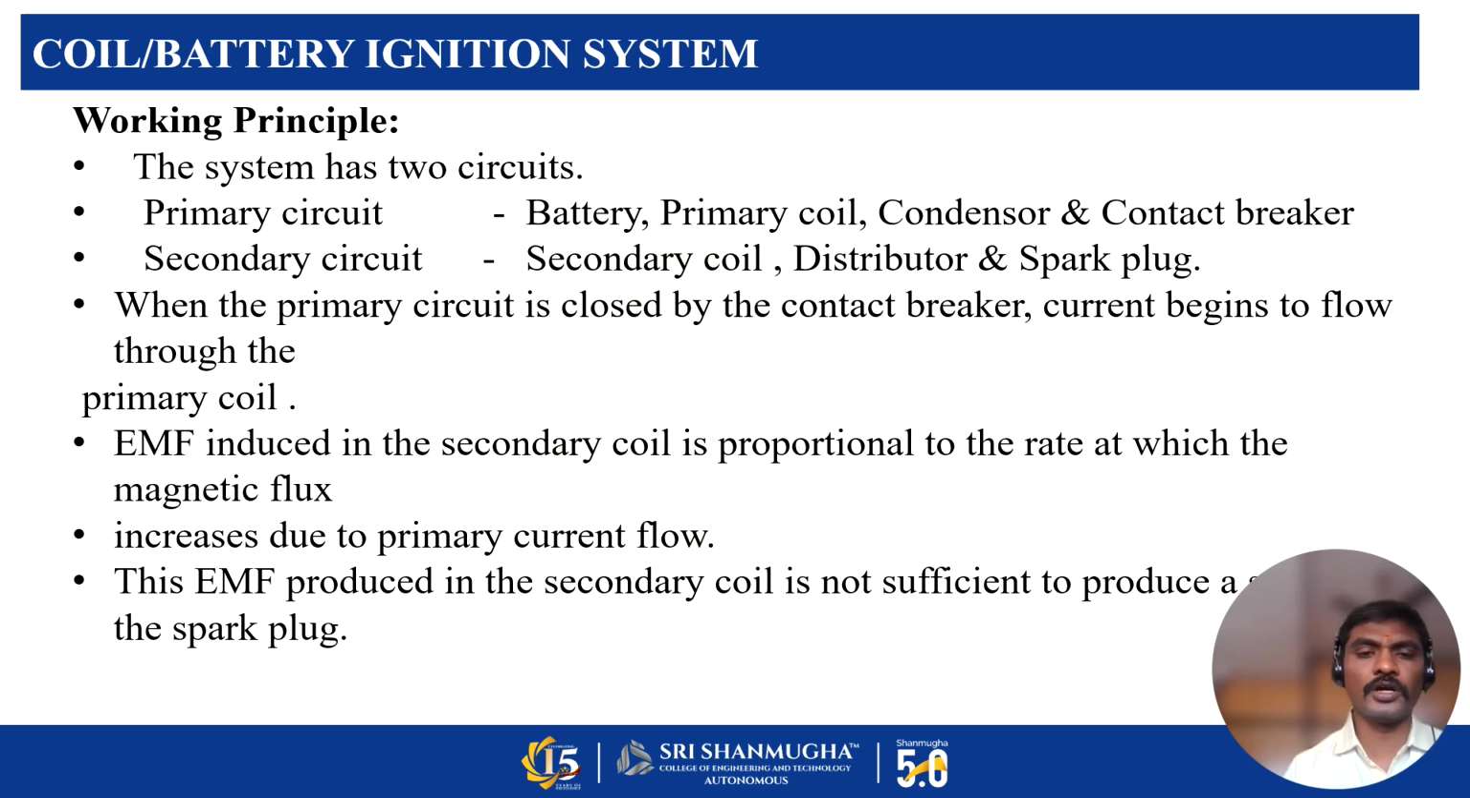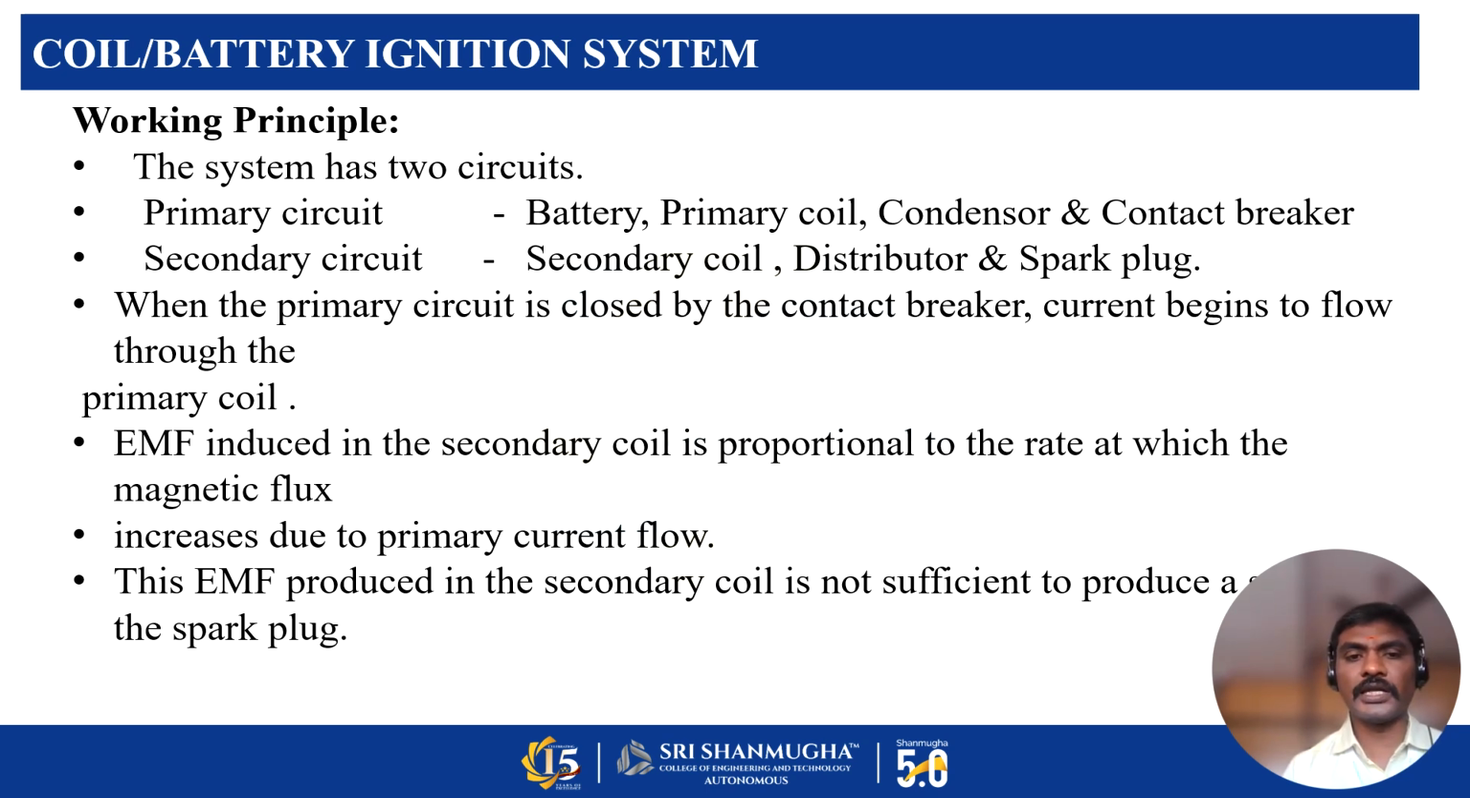So the primary circuit covers the battery, primary coil, condenser and contact breaker. The secondary circuit covers the secondary coil, distributor and spark plug. When the primary circuit is closed by the contact breaker, the current begins to flow through the primary coil.